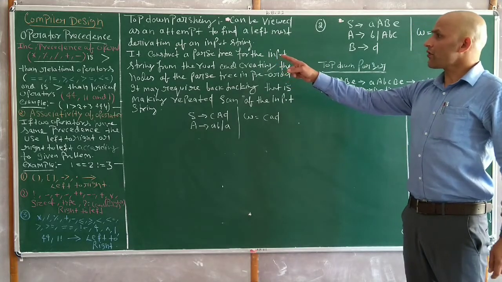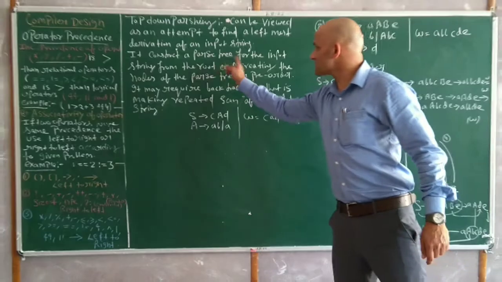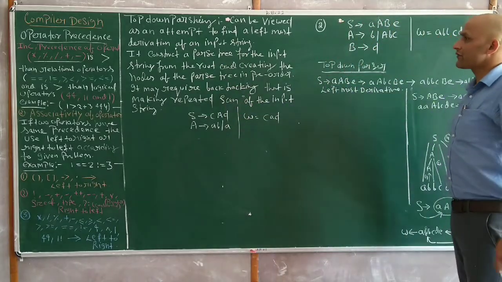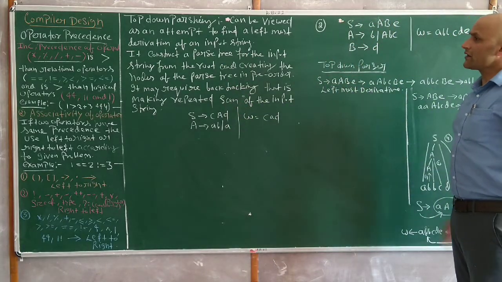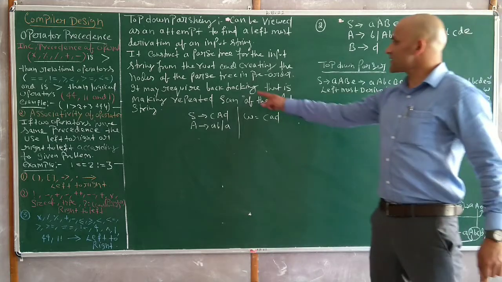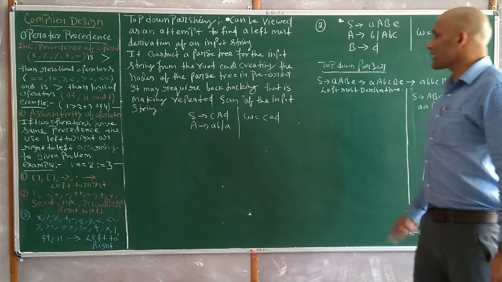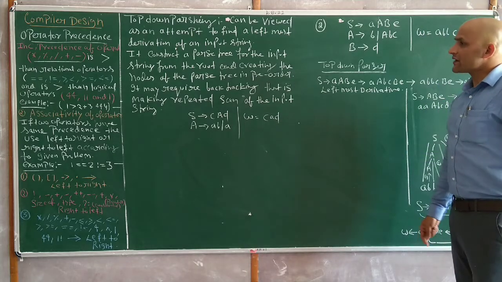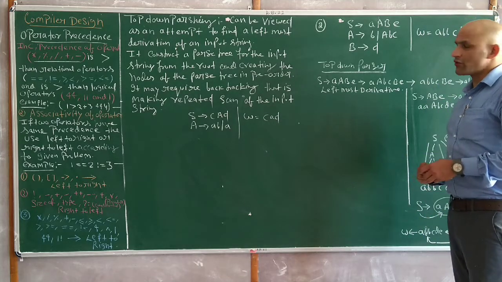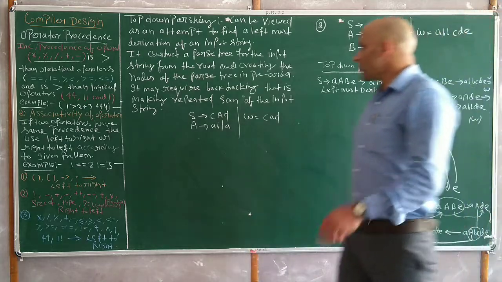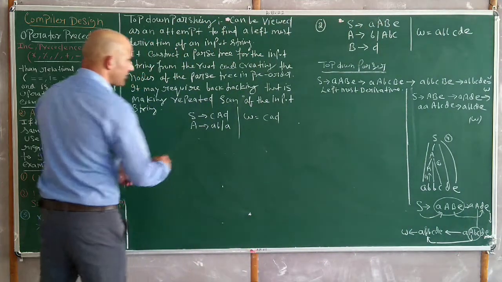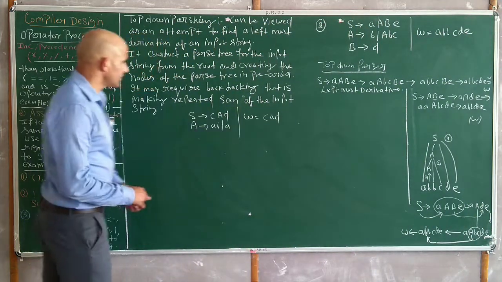If we construct a parse tree for the input string from the root, creating the nodes of the parse tree in pre-order, it may require backtracking, that is, making repeated scans of the input string. Okay, so now here we have taken one example, a string we have to create.